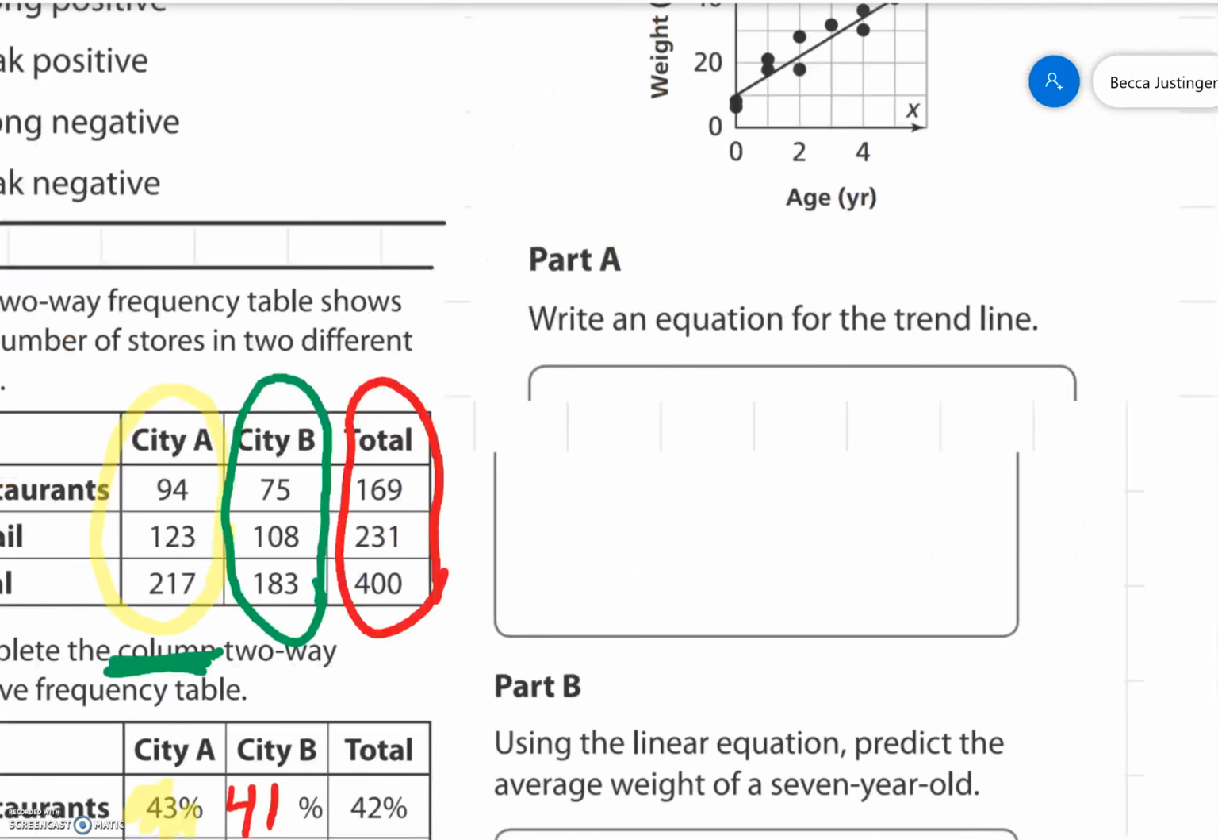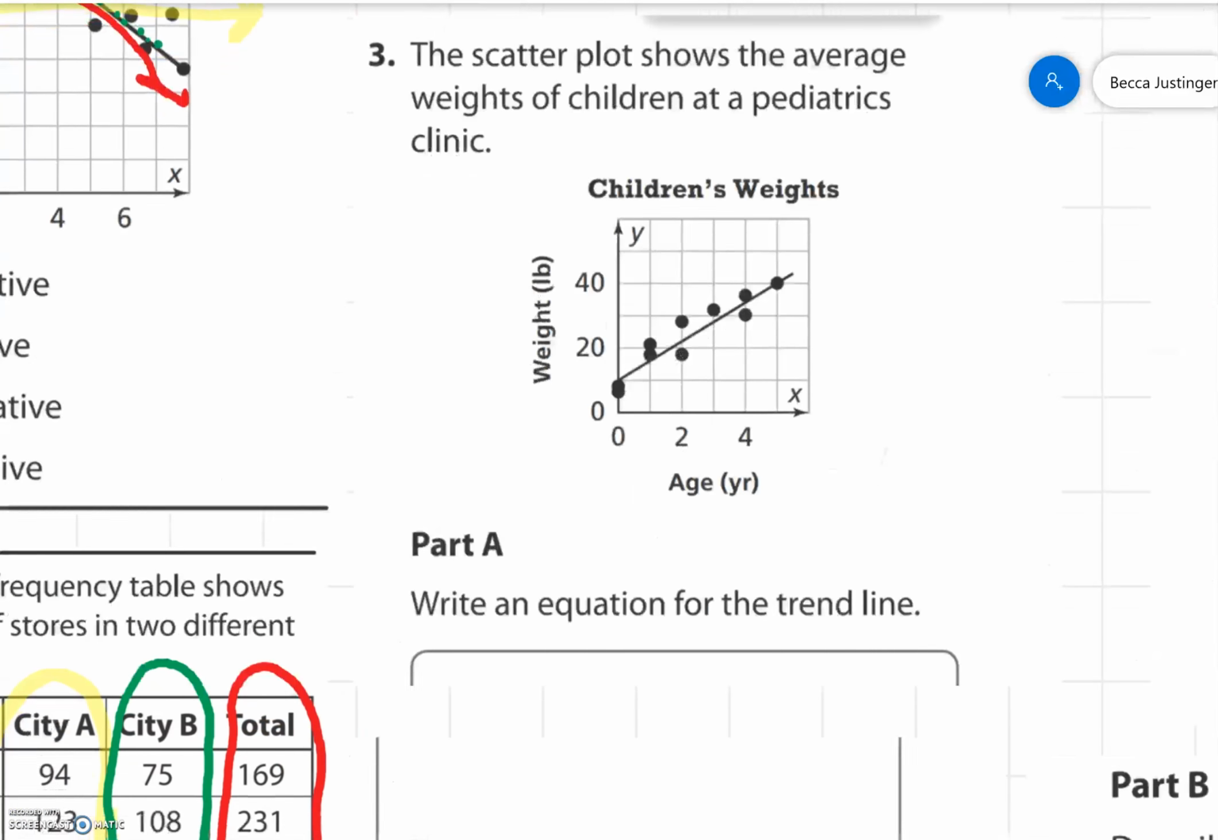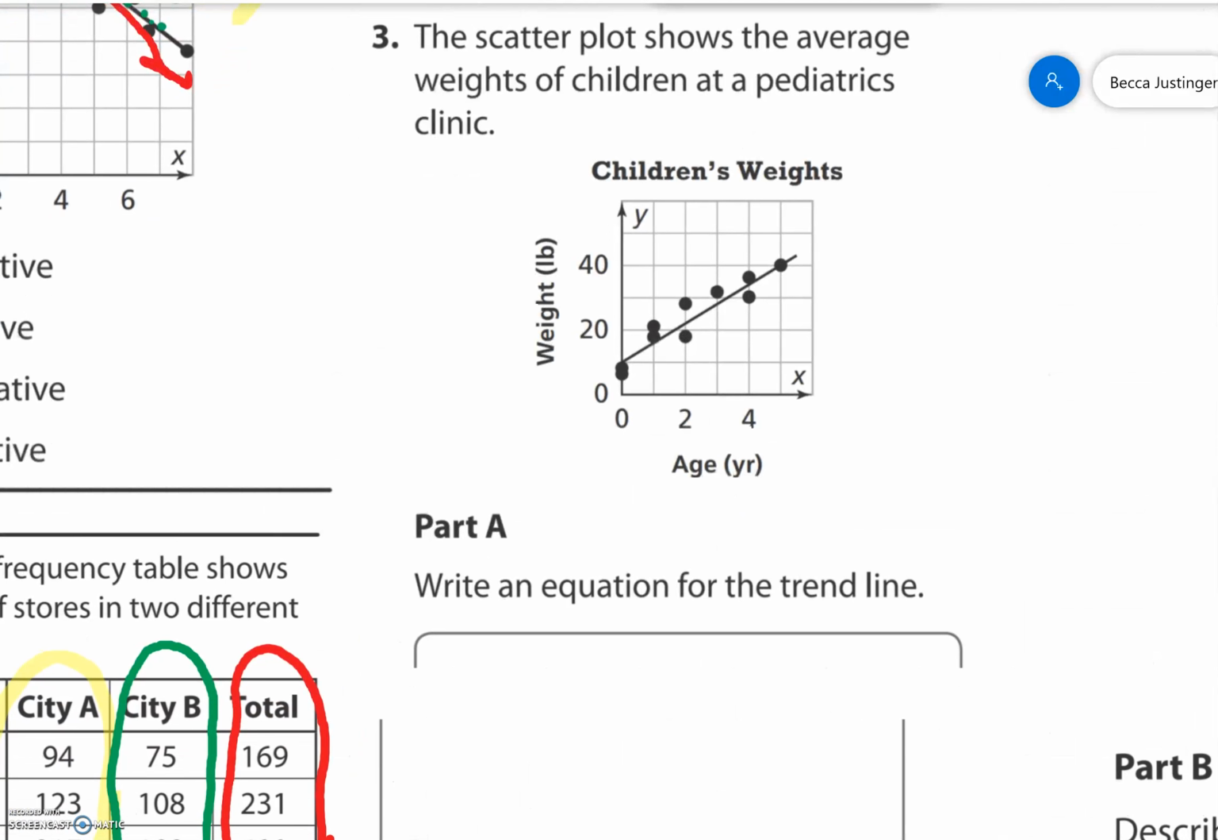All right, number 3. The scatter plot shows the average weights of children at a pediatrics clinic. Write an equation for the trend line. So remember, y equals mx plus b. We want to start with the b first. That's the easiest one to find. So that's where it crosses the y-axis. Let's look and see how much these are going up by each time. We got 10, 20, 30, 40, 50. So our b is 10. That's where it crosses the y-axis.